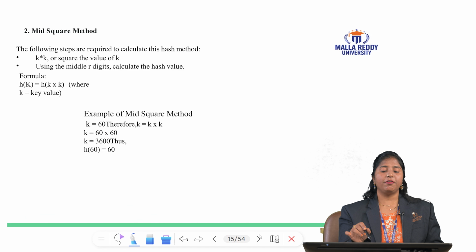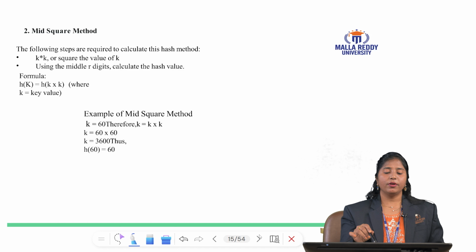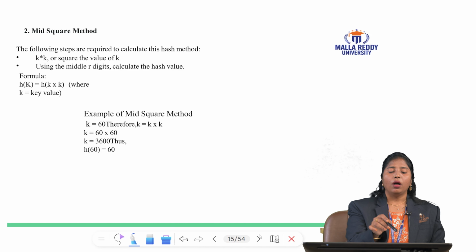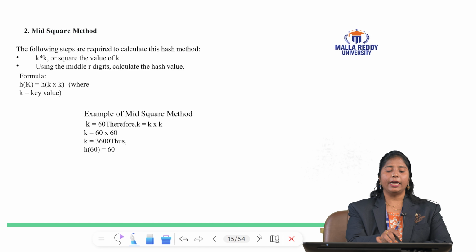Next we have the mid-square method. The following steps are required to calculate this hash method: square the value of k, that is k into k. What is the formula? See the formula: h(k) = k × k, where k is the key value. Now an example of the mid-square method.